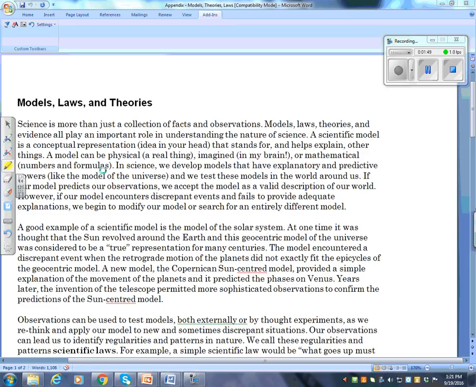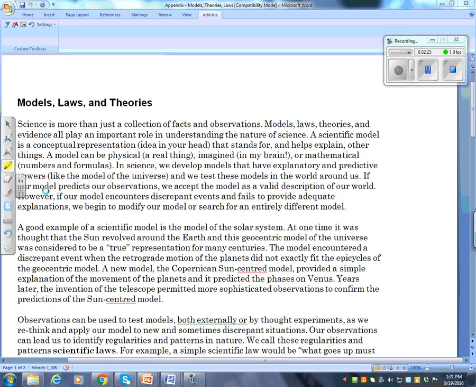In science, we develop models that have explanatory and predictive powers. In other words, they explain things and they predict. The globe is a model that predicts that if you go all the way around the world on a boat, you're not going to fall off. If suddenly we discovered that people were falling off the edge of the Earth, we might change our model from a globe to a flat disk. Not true, by the way. If our model predicts our observations, we accept the model as a valid description of our world.